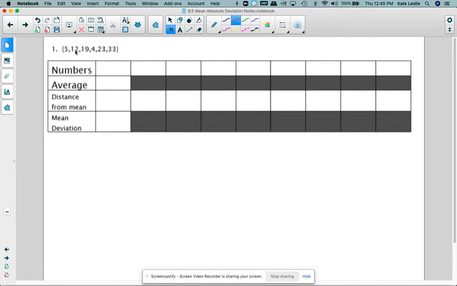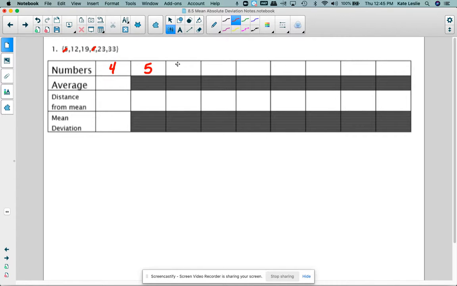This is my set of data values. Don't be freaked out by these parentheses. This is my actual data set here. So what we're going to do first is order these numbers from least to greatest. I see I have a 4, and I'm going to cross it off just like I did before. I have a 5.